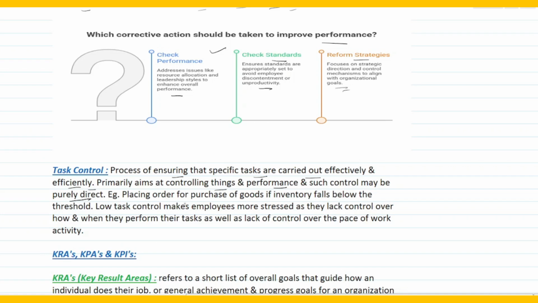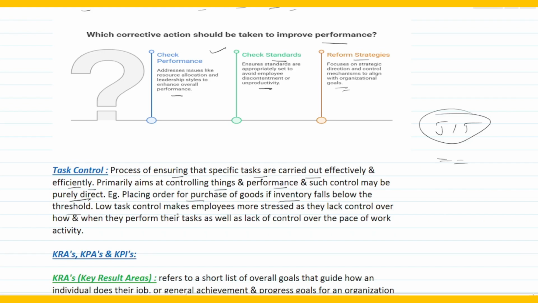An example can be placing an order for purchase of goods if inventory falls below the threshold. So you have a certain threshold that needs to be maintained, or what you call a benchmark, and once it goes below that, in that case you order it. Even JIT, if you remember, just in time, can be one of the examples of this.